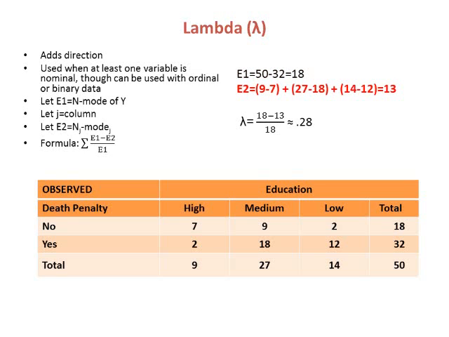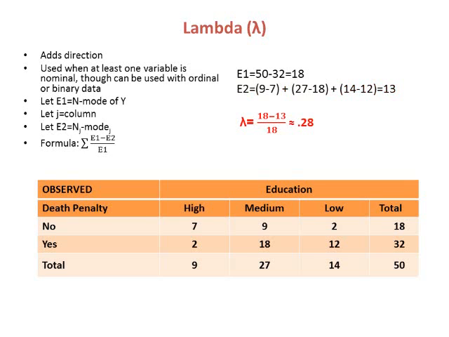Second, we look within each value of the independent variable and calculate how many cases are not in the mode. When we control for education level, the modal category changes. Yes is still the mode for medium and high education states, but no is the modal category for low education states. We add up the total number of states not in the column modes and call this E2 for error 2.